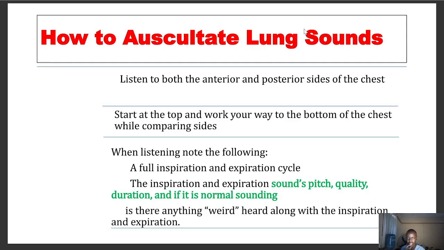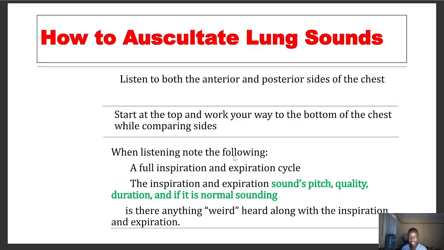While we are doing the auscultation, we need to listen to both the anterior and the posterior sides of the chest, and then laterally. You need to start at the top and work your way to the bottom of the chest while comparing sides. That's why we talk of bilaterally. We are comparing sides. We start from the top, the apex, as we go down to the lower lobes of the lungs.